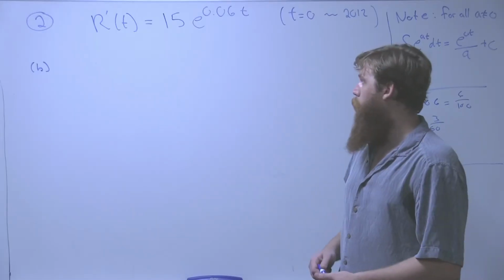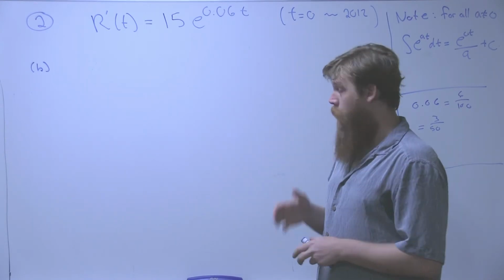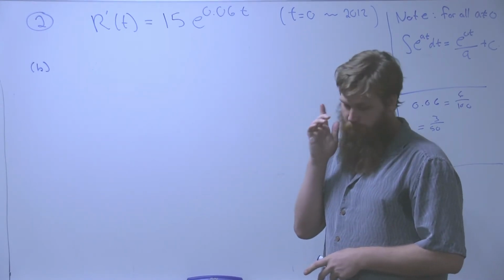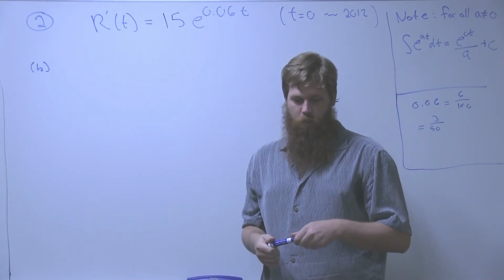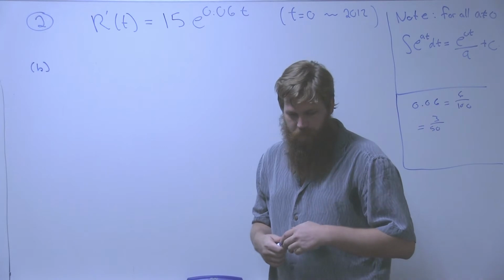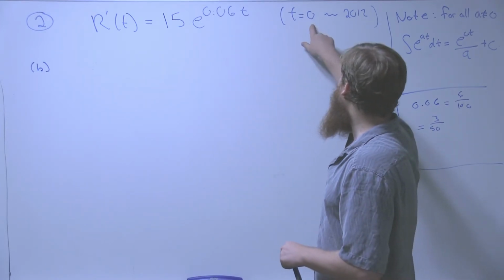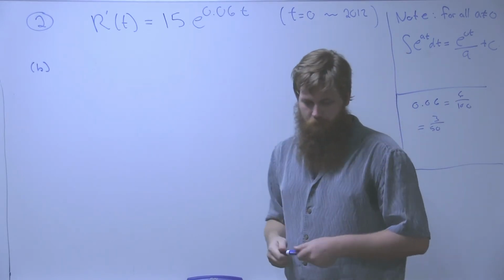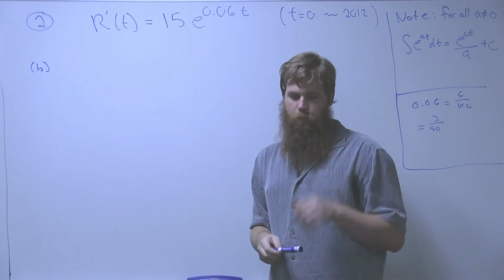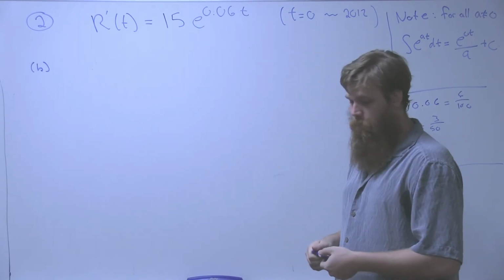We're looking now at part B of problem 2. In part 2 of the MAC2233 final exam review, I'll remind you of the context. We were told it is estimated that humans are consuming zinc at a rate of r prime of t equals 15 times e to the 0.06 t, where t is measured in years and t equals 0 corresponds to 2012. In part A, we found out how much zinc was consumed from 2012 to 2014 by integrating r prime from 0 to 2.